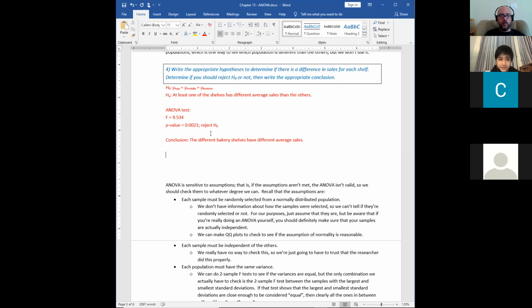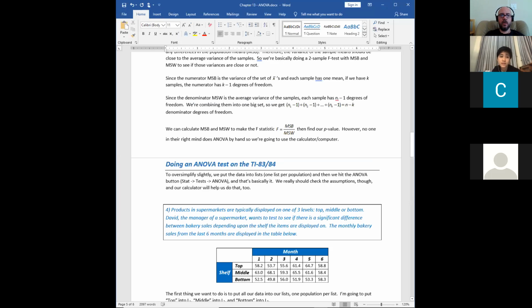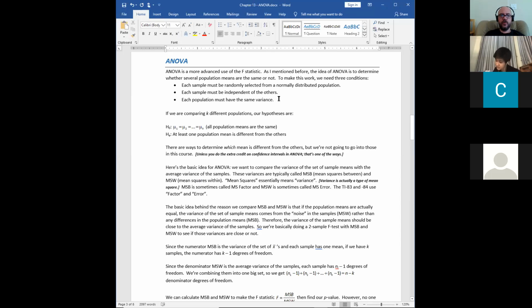Cool. All right. One other thing I want to show you about ANOVA is how to check the assumptions. If you recall, there were 3 assumptions that we were making to do an ANOVA test. These 3: each sample is randomly selected from a normally distributed population, the samples all have to be independent of each other, and the populations all have to have the same variance. So those are the 3 things that we need in order to do an ANOVA test like this.